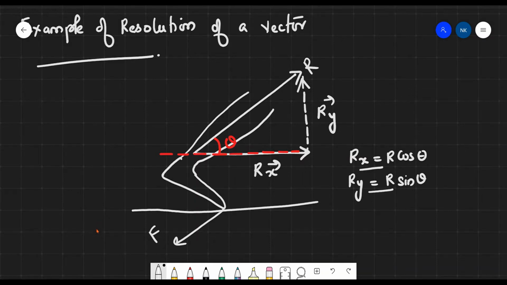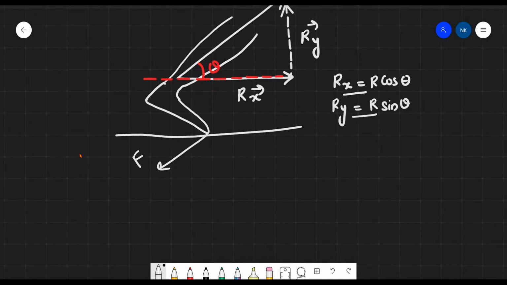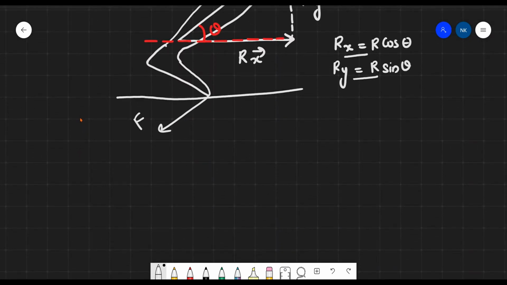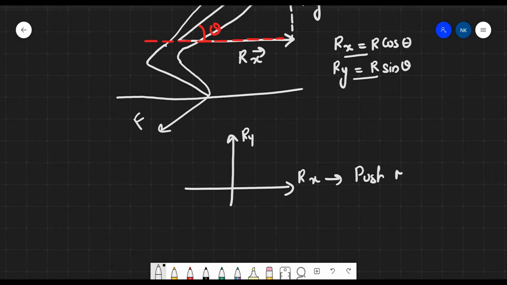Okay, now आप देखिए ये Rx और Ry का क्या रोल है. Rx and Ry. Okay, now this Rx will push the man in the forward direction. And what will this Ry do? Ry will be balancing his weight.